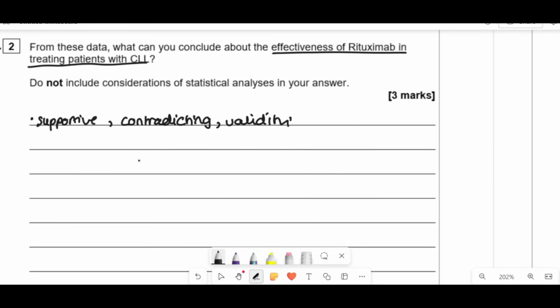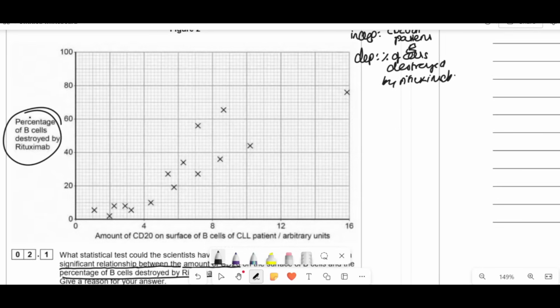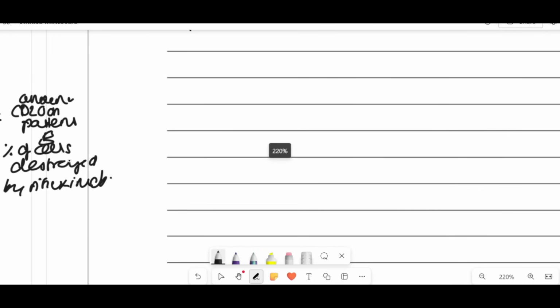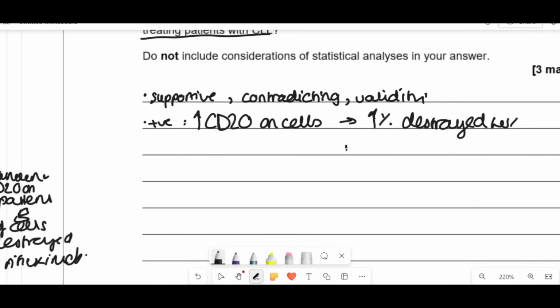So if we look here then, what are we saying here about rituximab? So the percentage of cells destroyed by rituximab seems to get higher as you have more CD20, right? Generally speaking. So that's a supportive statement. A supportive statement is that more CD20 on cells leads to more percentage destroyed with rituximab.